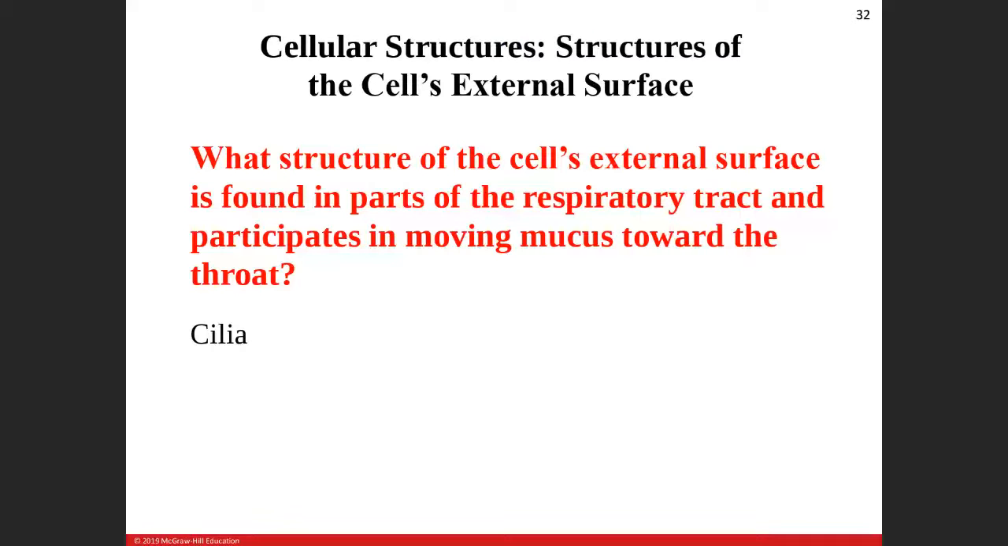So what structure of the cell's external surface is found in parts of the respiratory tract and participates in moving mucus toward the throat? That would be the cilia.